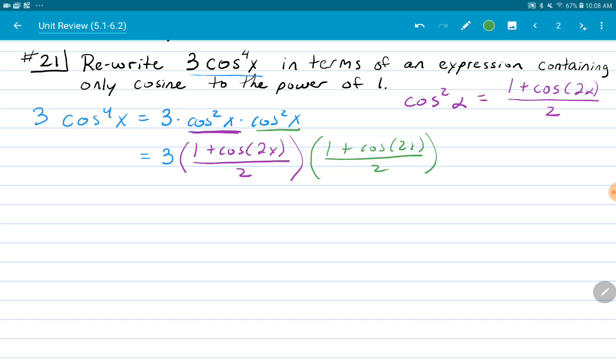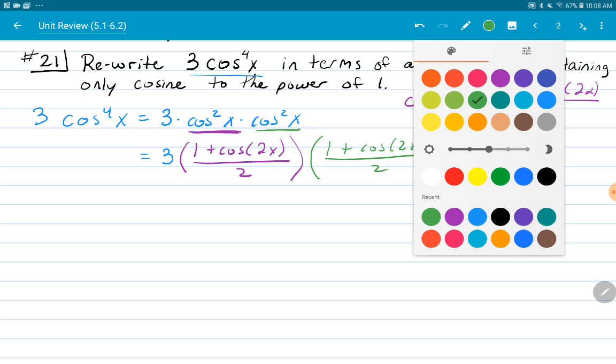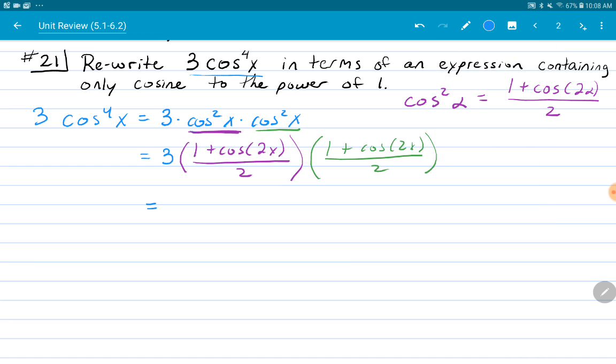Now I gotta multiply this out so I have one expression, and let's see. I'm going to bring the 3, and also I'm going to take these 2's out, so I get 3/4, because 2 times 2 is 4, and I'm going to bring it out in front, just so I don't have fractions in there, just to kind of simplify what I have in here. So I still have 1 plus cosine of 2x times 1 plus cosine of 2x, so that's squared, which means I have a perfect square trinomial.